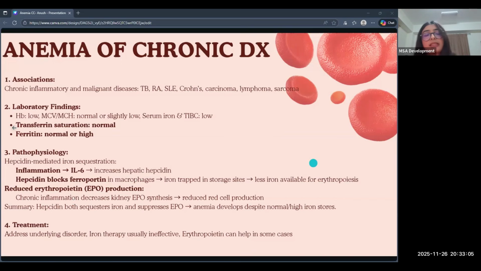Then how do you treat this? Now, if you were to give oral iron, just like you did in iron deficiency anemia, will this solve the problem? No, it will not. Why? Because that would just be a band-aid and it would not even work. Iron therapy is ineffective, like I just said. So what do you do in this case? You find out the underlying cause and you treat that underlying cause and the anemia tends to go away. In some cases, we can give erythropoietin.